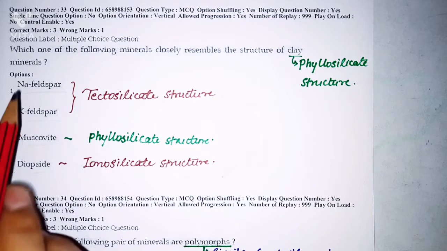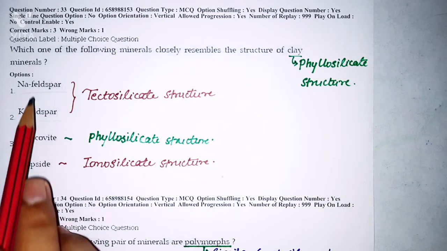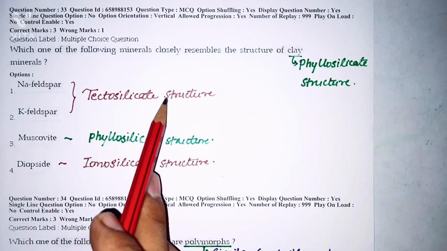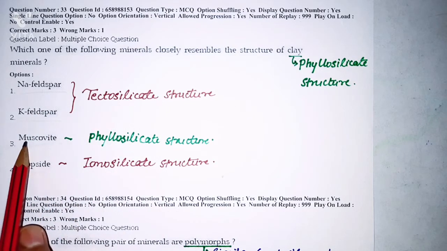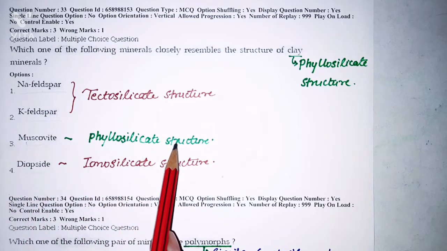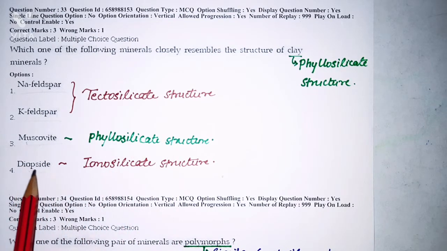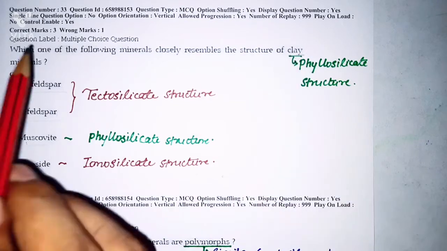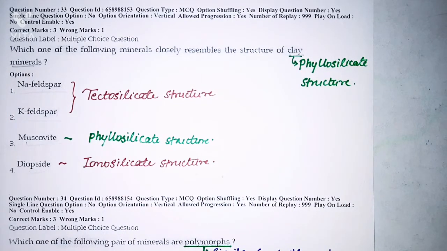Like sodium feldspar and potassium feldspar, these belong to the feldspar group of minerals and have tectosilicate structure. While muscovite belongs to the mica group of minerals and has phyllosilicate structure. And diopside belongs to the pyroxene group of minerals and has inosilicate structure. Now the question is asking about clay minerals. Clay minerals also have phyllosilicate structure. Now which of the following minerals is showing phyllosilicate structure?